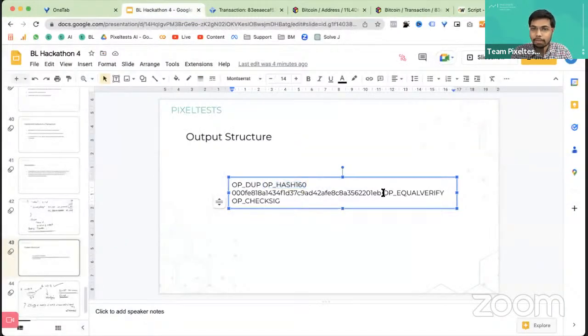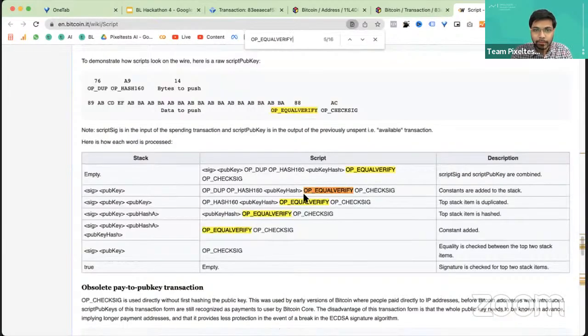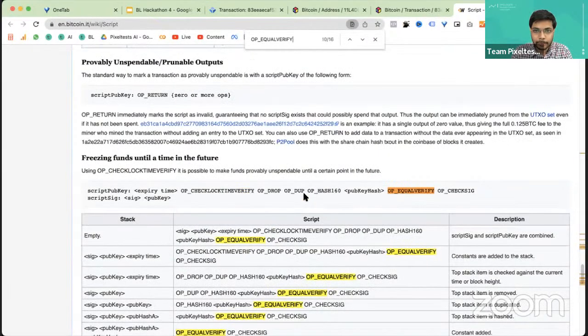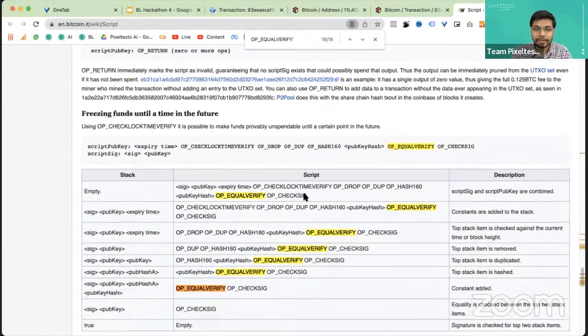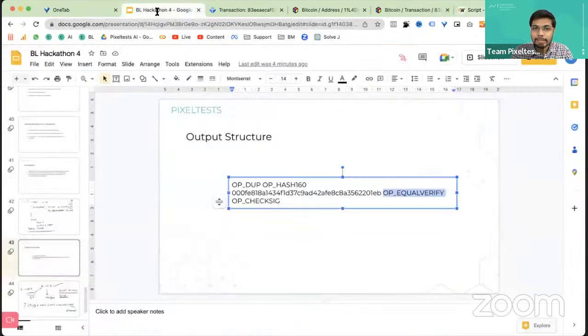And similarly, OP_EQUALVERIFY. It's going to verify. It is the same as OP_EQUAL, but also runs OP_VERIFY. So what is OP_EQUAL? It returns 1 if the inputs are exactly equal. So it is going to match the inputs and then verify whether both of them are the same or not, right? So that is another one.